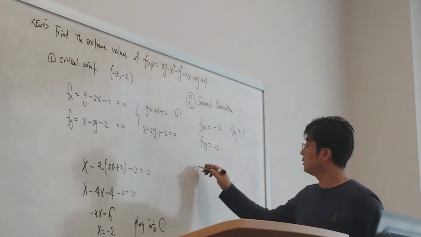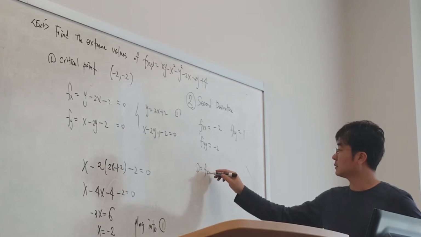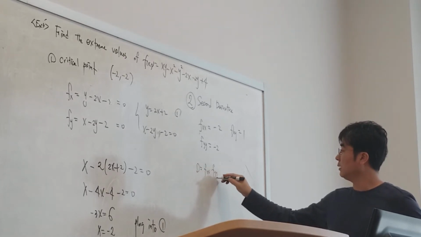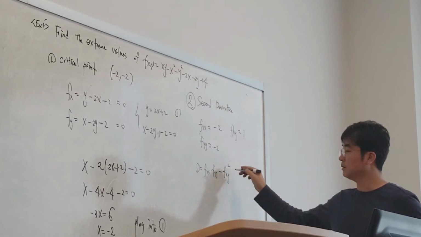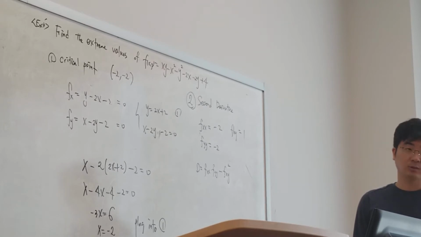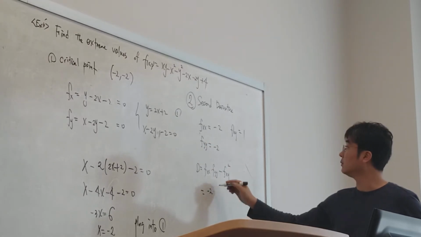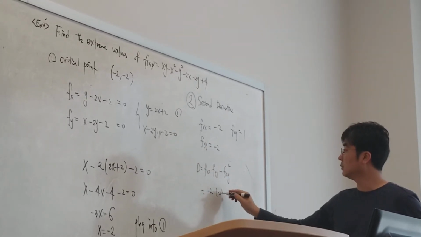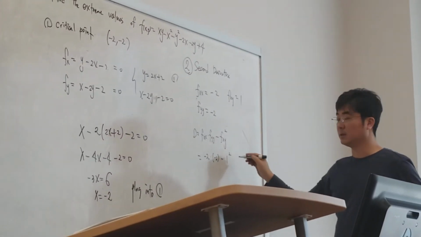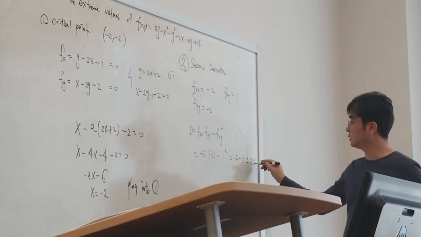So now, first we measure the discriminant, right? D equals f_xx times f_yy minus f_xy squared. So let's check whether this is positive or negative. If this is positive, then we move forward to local maximum or local minimum. If this is negative, it is a saddle point, right? f_xx times f_yy is minus 2 times minus 2, minus 1 squared, right? So we have 4 minus 1 is 3, okay, positive.